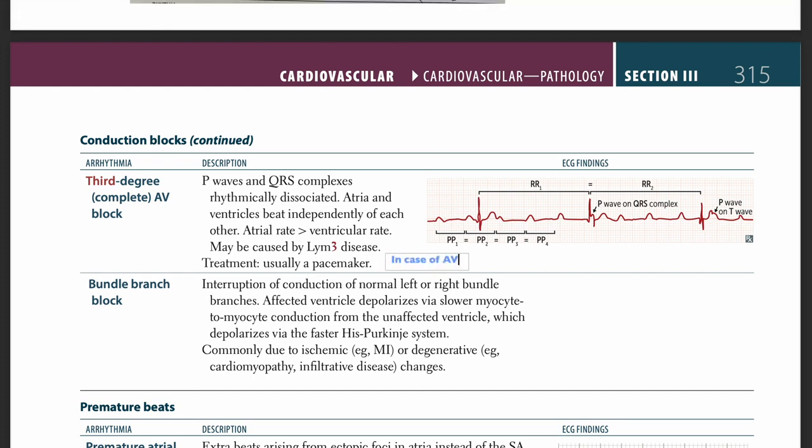In case of AV degeneration, signals from His bundles pretty much take care of that.